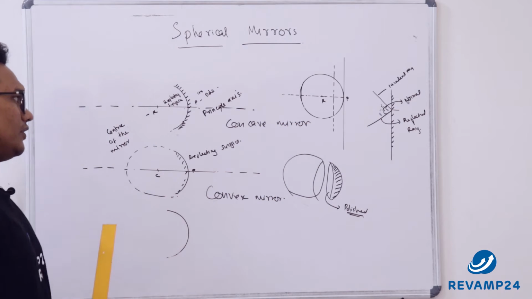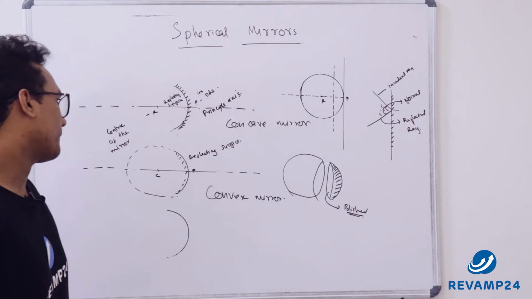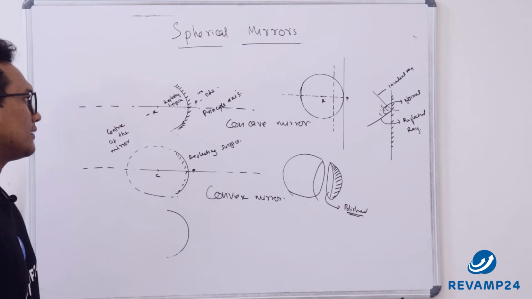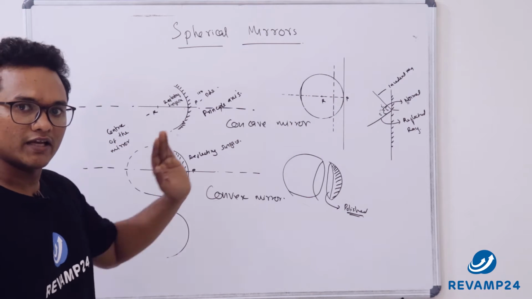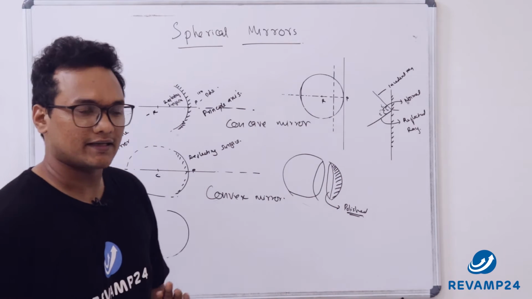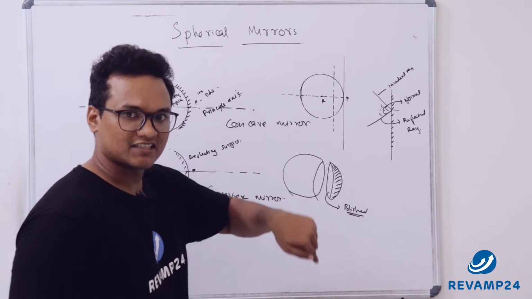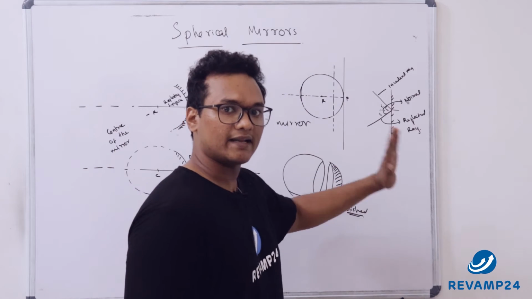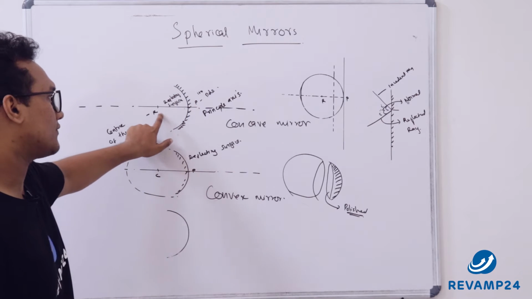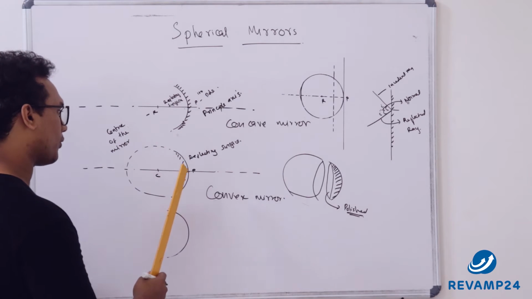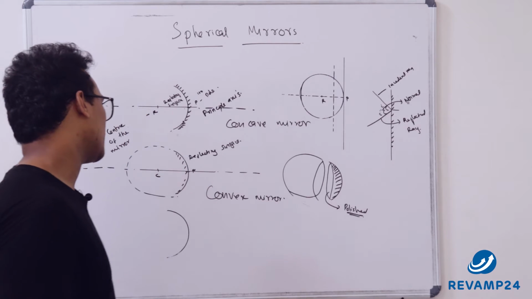So in this video I have told you what a spherical mirror is. It is cut from a sphere. Now, the moment we cut the sphere, we won't get a mirror; we have to polish it. So we have two possibilities here: either polishing the inner side and painting the outer side, or polishing the outer side and painting the inner side. If you polish the inner side and paint the outside, it becomes a concave mirror. And if you polish the outer side and paint the inside, it becomes a convex mirror.